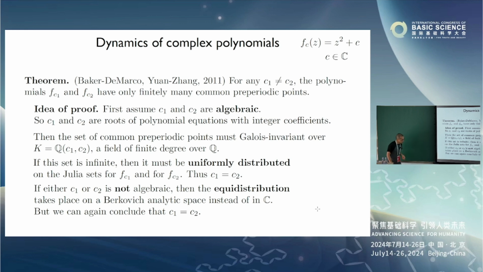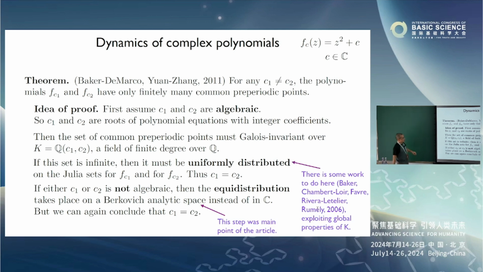So there is another case, where either C1 or C2 is not algebraic. Then you need to use the equidistribution taking place on the Berkovich analytic space instead of C. So you need to work over a function field. You can view it, for example, as C1 being transcendental, so you need to work on the field Q bar generated by C1, right? Some field here.